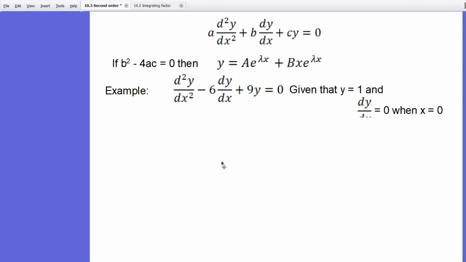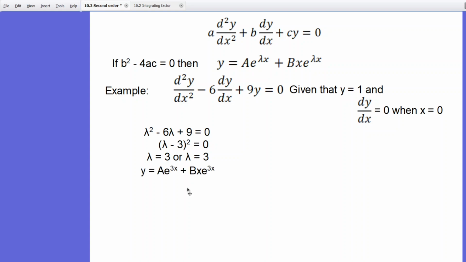Okay, so in this case, we're trying to now solve a problem with a boundary condition. And so what we do is we work out the auxiliary equation and we solve it. And remember, in this case, we get lambda equals 3 as a repeated root. So we take the form of y to be a e to the 3x plus bx e to the 3x. Okay, then we're going to put in our boundary conditions. We'll start with a simple one, y equals 1, x equals 0. The b term disappears, therefore we get a equal to 1.